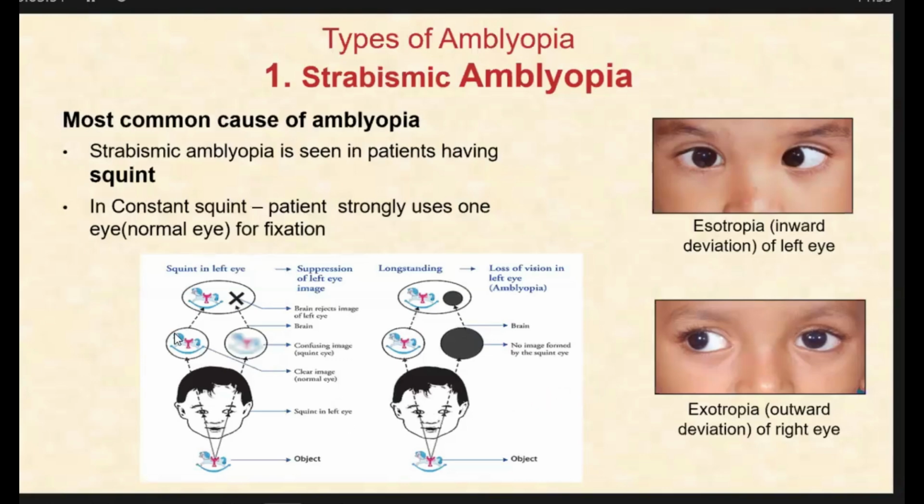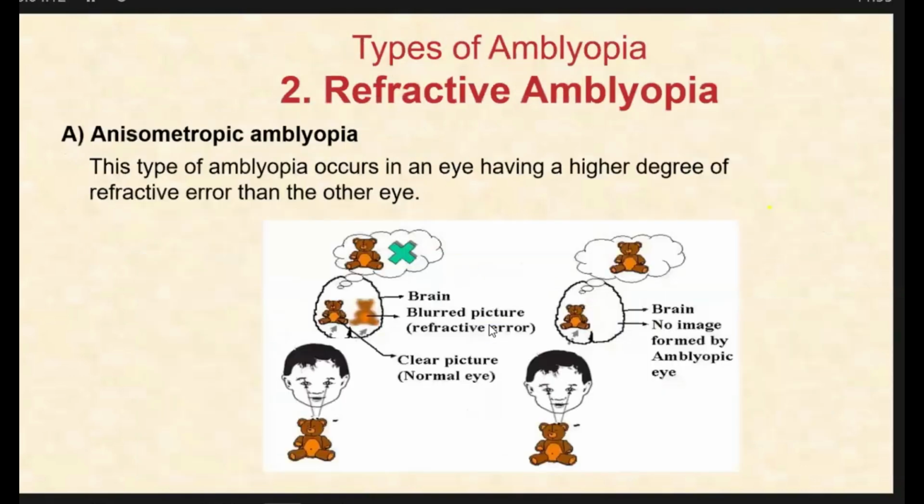So in this picture, squint is in the left eye. Slowly, the image becomes blurred. The brain will suppress the left eye. Eventually, it will become amblyopic. So to prevent this, we have to give patching at a very early stage.